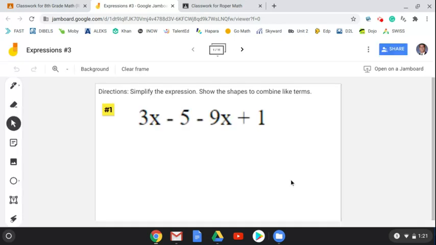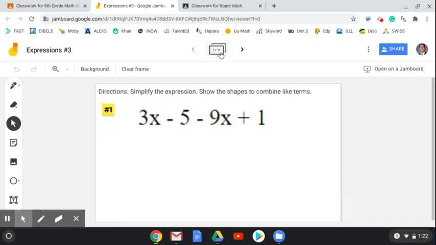Now, inside here are the directions, of course. And I'm going to go through the different things that you can do in a Jamboard in this video. So you have the problem here. This is number 1. I'm going to simplify the expression and show the shapes to combine the like terms like you've been doing in previous assignments.